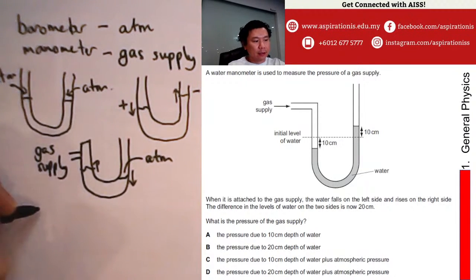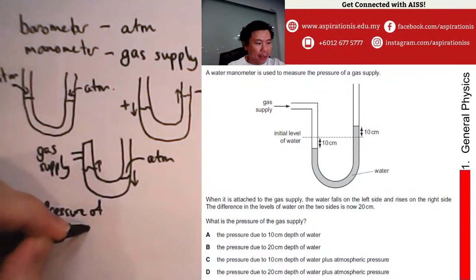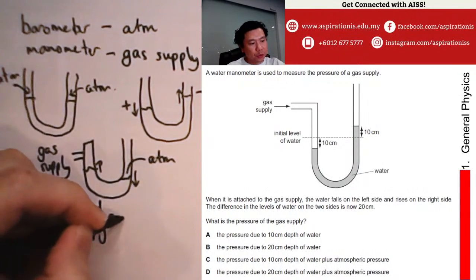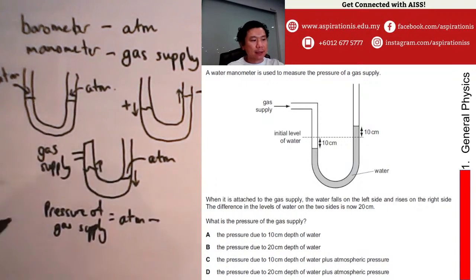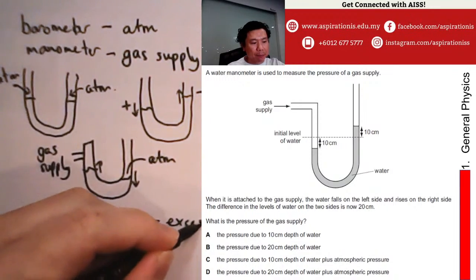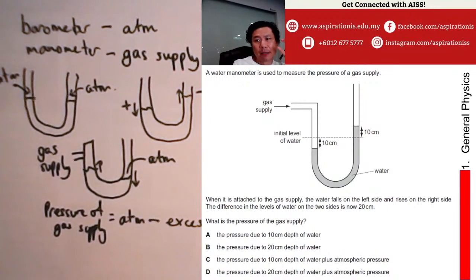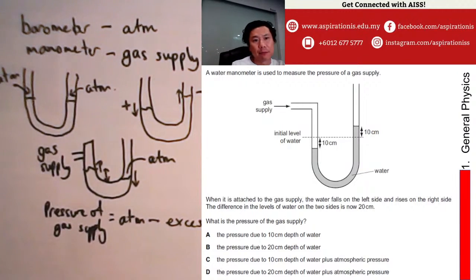So the pressure of the gas supply is equal to the atmospheric pressure minus, since the gas supply's pressure is lower than the atmospheric pressure, minus what? Minus the excess pressure. But what is the excess pressure? The excess pressure is the pressure due to the difference in height of the column. I repeat that: excess pressure is the pressure due to the difference in the height of the column.